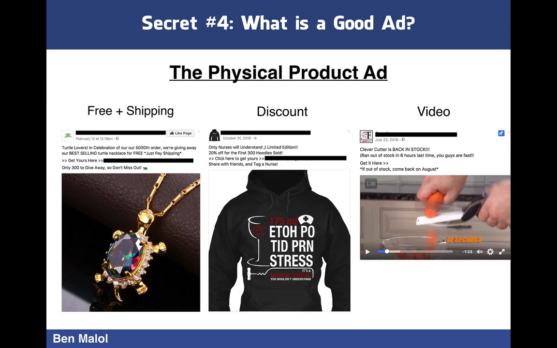The physical product ad. Now, this is the ad that you'll usually use for e-commerce or if you're selling any physical product. You usually have a free plus shipping ad or a discount ad or a video ad. Most of the ads will be a discount ad, but sometimes we use free plus shipping, sometimes we use videos. Free plus shipping means that you're giving the product for free, but you're basically profiting on the shipping price of the product. So if you're giving the product for free, then usually you'll say something about the shipping, right? That it's $9.99 or something like that.